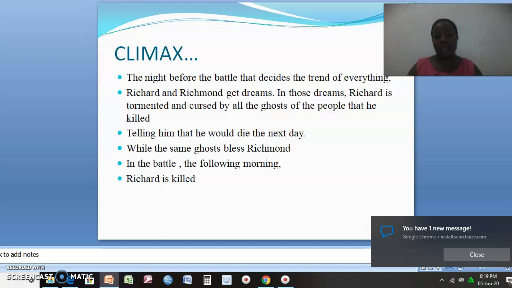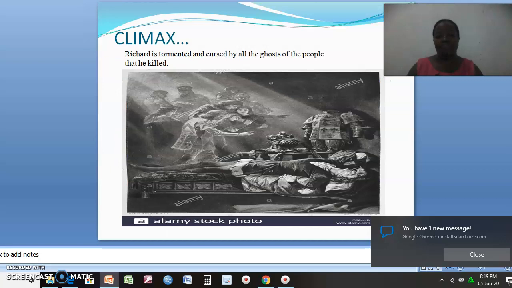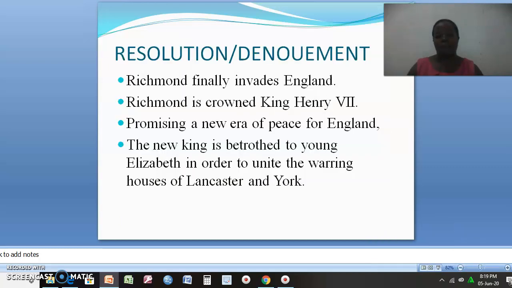He actually dies. So in the battlefield, Richard is killed. We can see there how the ghosts of the people that he killed are tormenting him. They are giving him the hardest time ever.